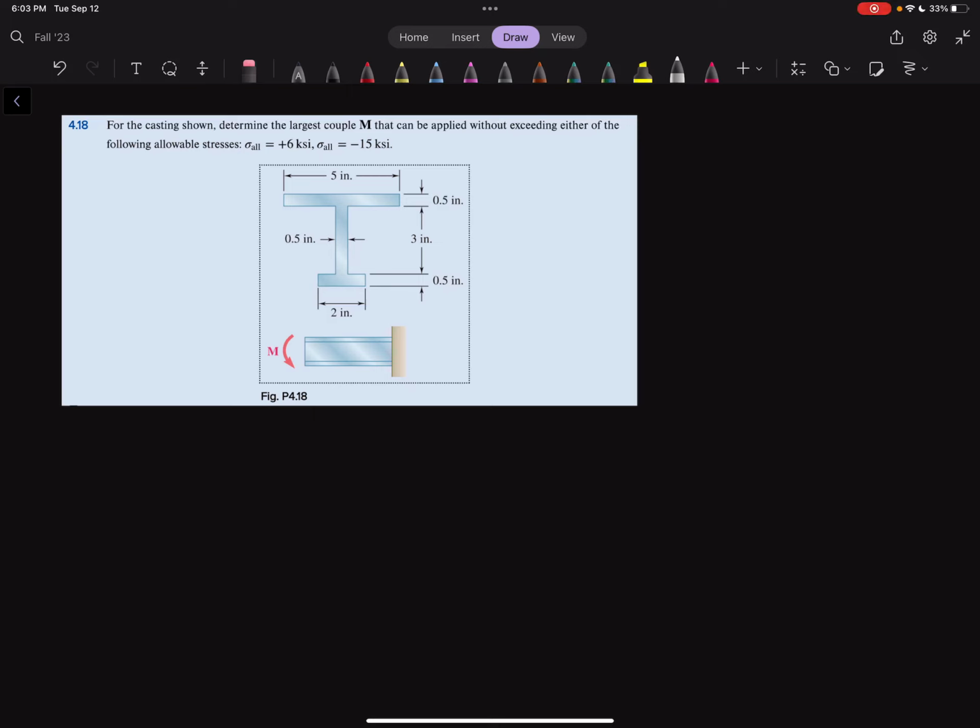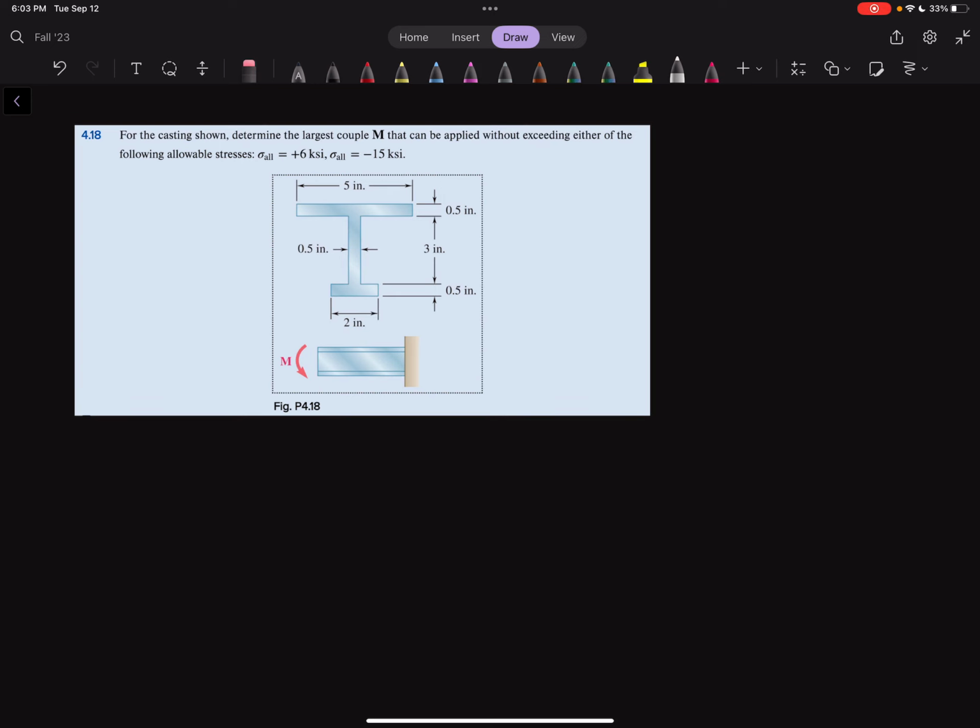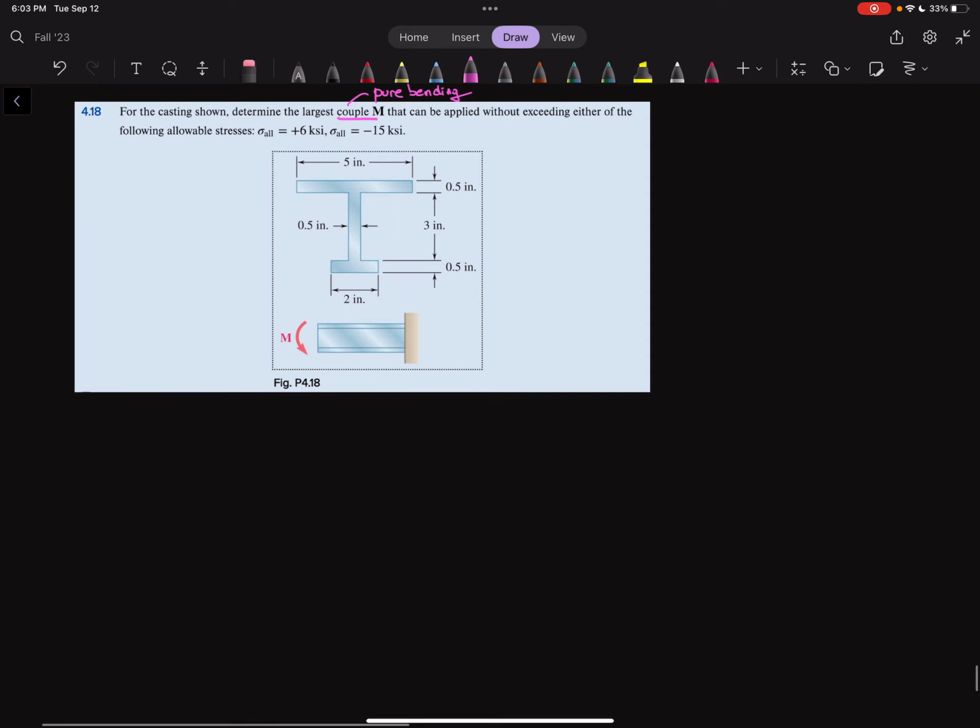4.18. For the casting shown, I don't know what a casting is, but for whatever the figure is, determine the largest couple M. When they say couple M, they probably mean pure bending that can be applied without exceeding either of the following allowable stresses. A tensile stress because it's positive, and a compression stress because it's negative.